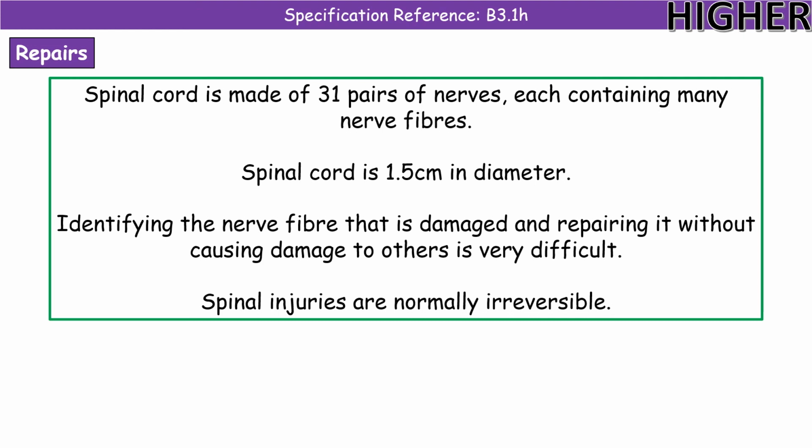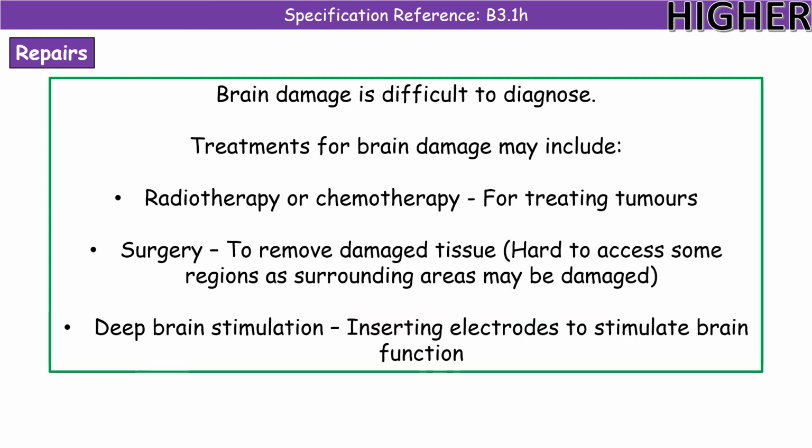So, first of all, we have the problem of how to identify the damaged nerve fibre, and secondly, how to actually repair it without causing damage to the others. Because this is so tricky, what we normally find is that spinal injuries are irreversible. So if you do something that causes severe enough damage to your spine that you've then lost function of arms, legs, whatever it may be, normally that is going to be lifelong. There's nothing we can really do about that.